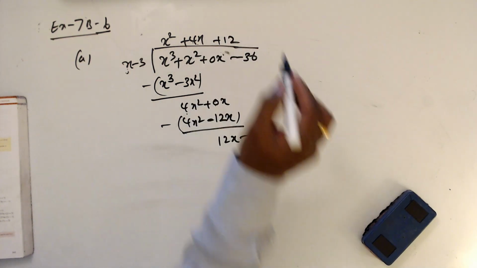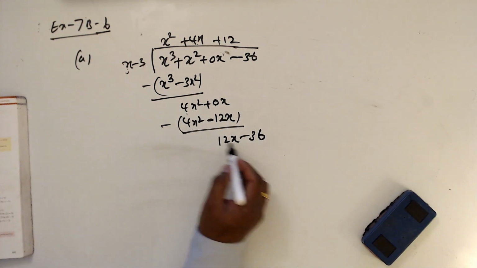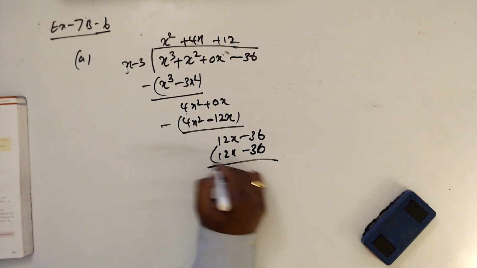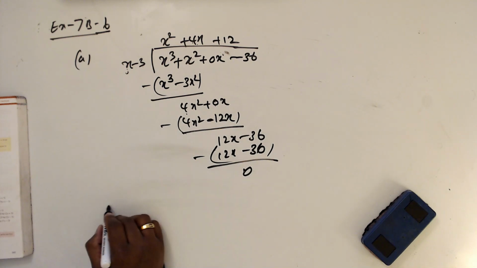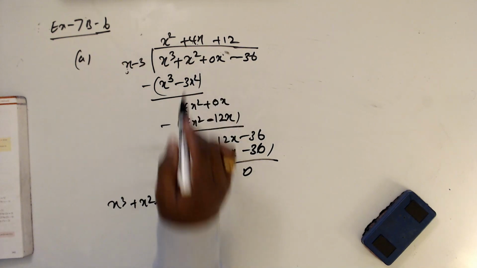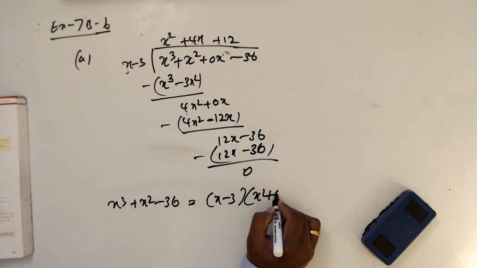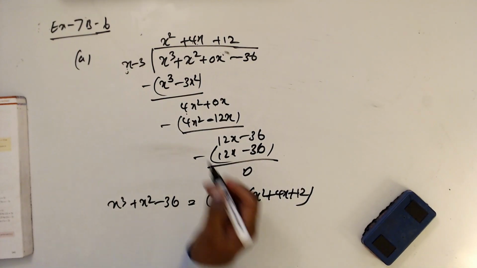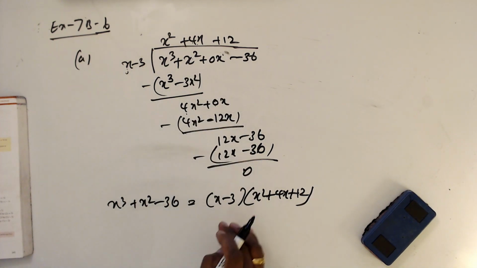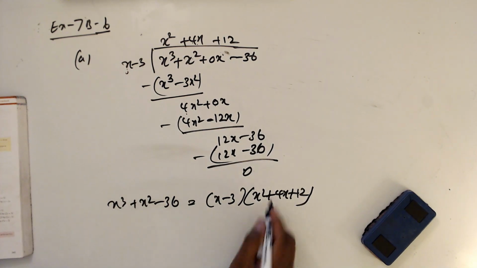And this is going to be plus 12. 12x divided by x is plus 12. So this is 12x and 36, and when you subtract, this is 0. Done. x cubed plus x squared minus 36 equals x minus 3 times x squared plus 4x plus 12. I'm not going to write 0 now. Why did I introduce 0x? To help with simplification. Other than that, everything is normal.